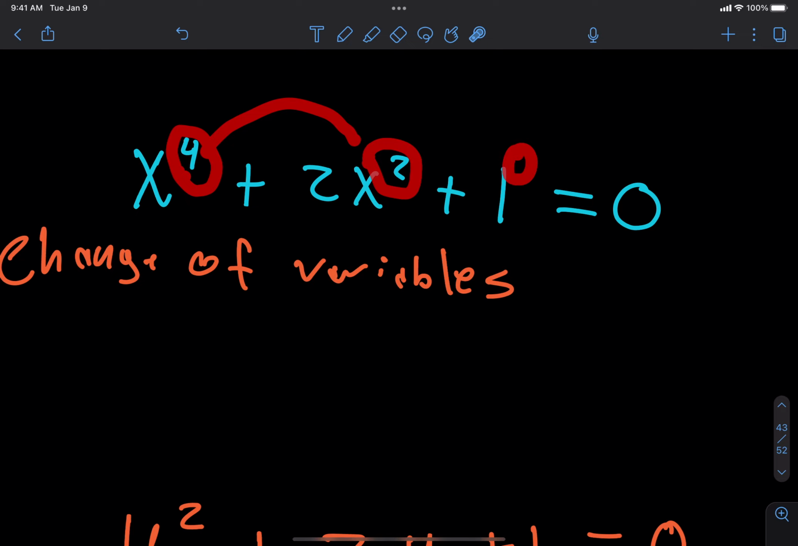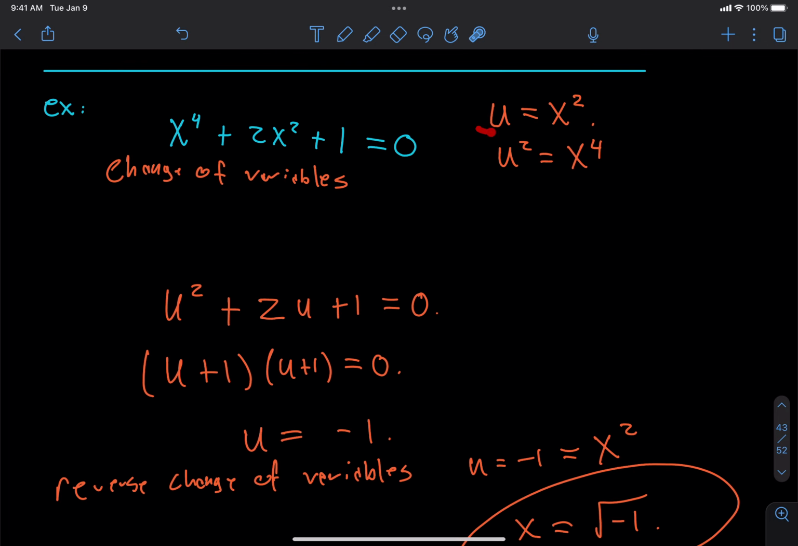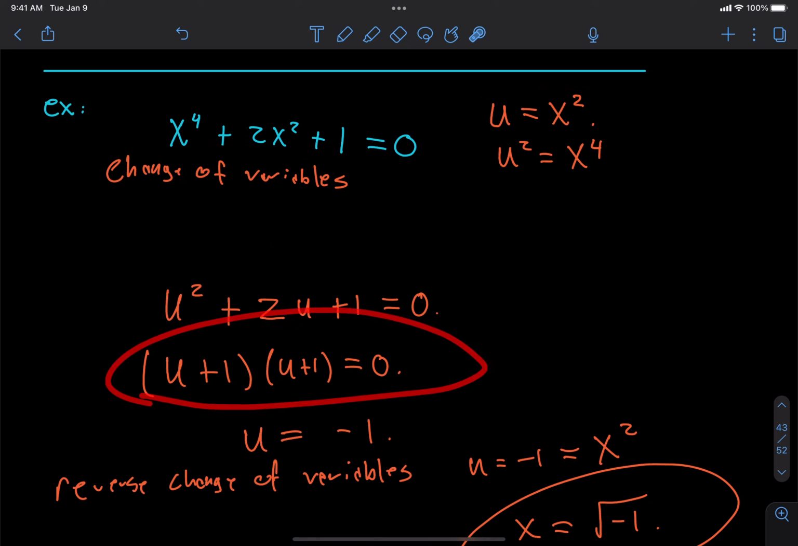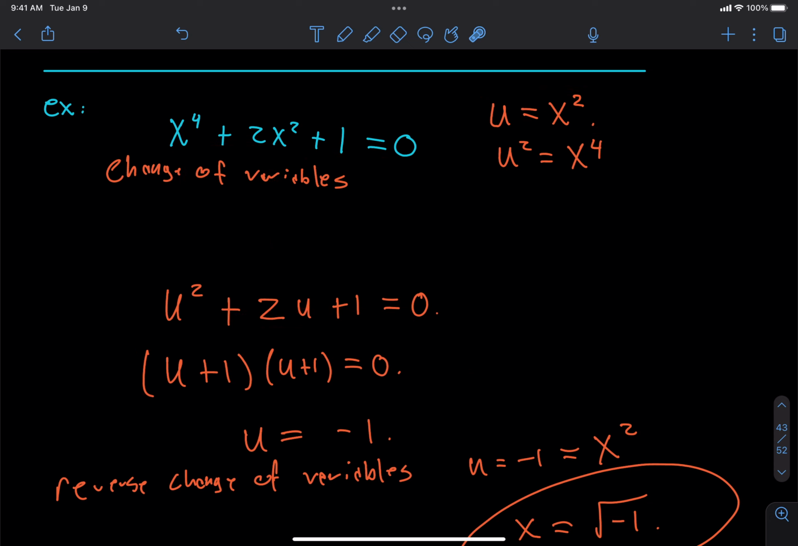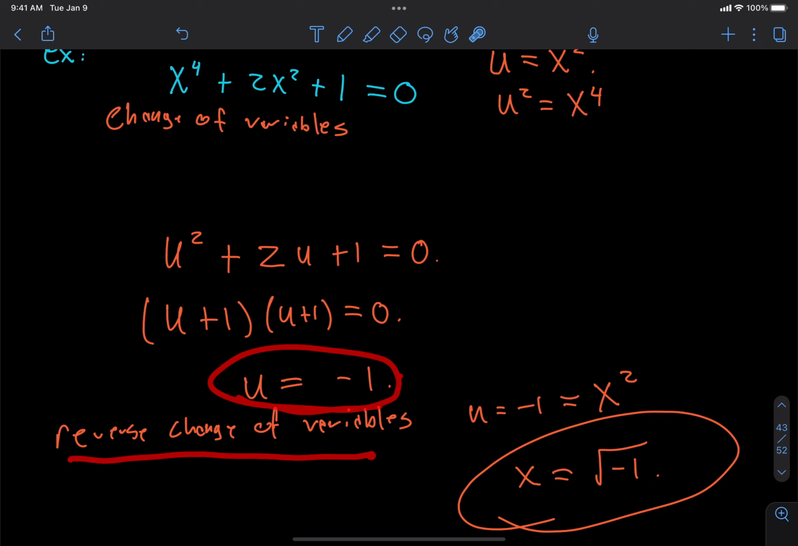If we have this kind of relationship, then we can perform what's called a change of variables by letting u be equal to something, as shown for this example, x squared. Then we rewrite the whole equation as u squared plus 2u plus 1 equals 0 instead of x to the fourth and x squared. Then we can solve this one using factoring or the quadratic formula or whatever. And then what do we have to do? We're not quite done after we get the solution of the u problem, because then we have to reverse the change of variables that we did at the start.